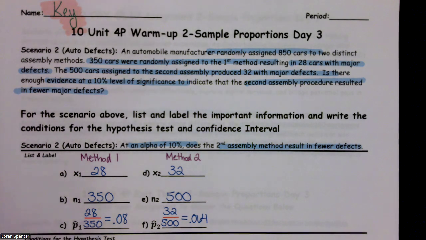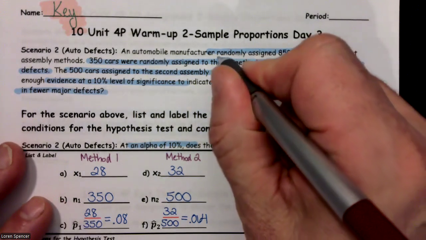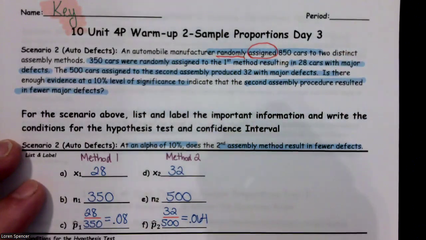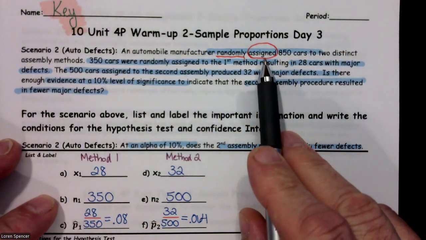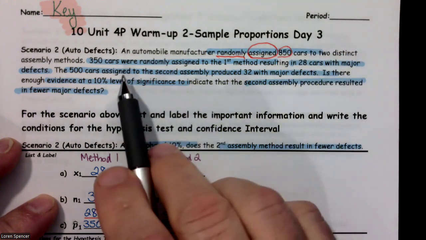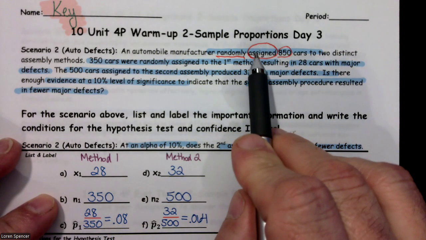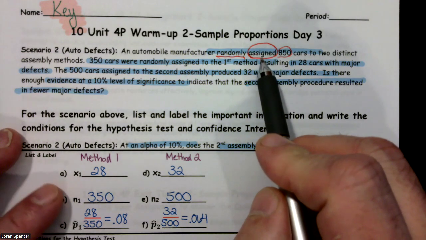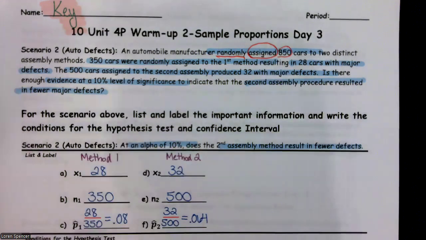An automobile manufacturer randomly assigned 850 cars to two distinct assembly methods. All right, we have something different here that we have to refer back to. Randomly assigned. We can't say it's a random sample; we have to say it's randomly assigned. Because it's randomly assigned, there is no second condition. Condition two went away, and we'll show that in just a moment.